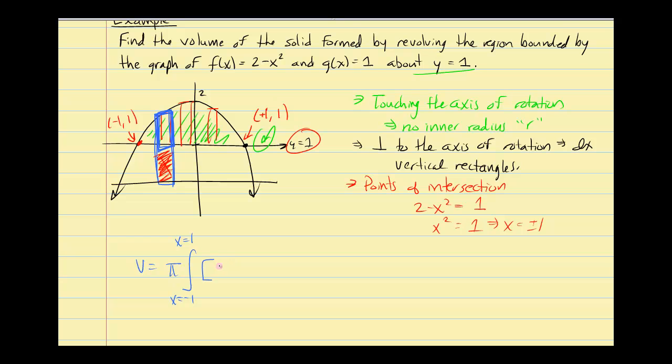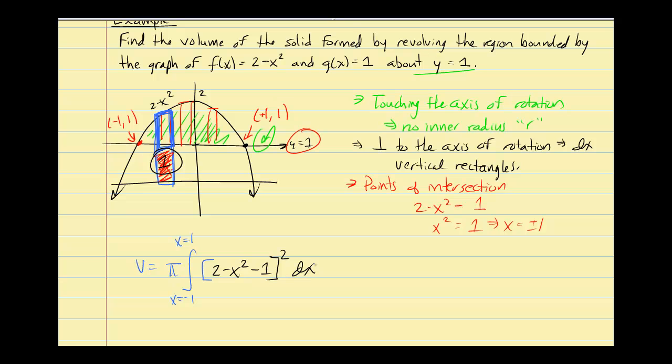So the outer radius is given by your upper curve, so this is my upper, minus our lower curve, and this lower curve is just a fixed value of 1. So that's my upper minus lower. That's my outer radius squared. The incremental width of each of those rectangles is dx.